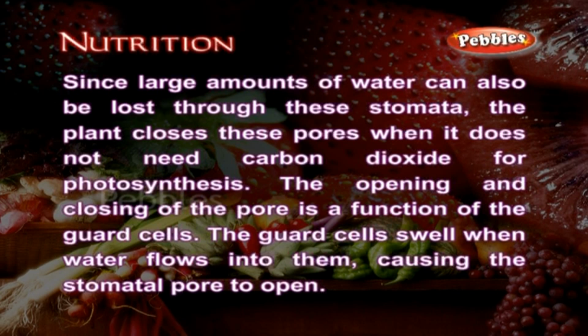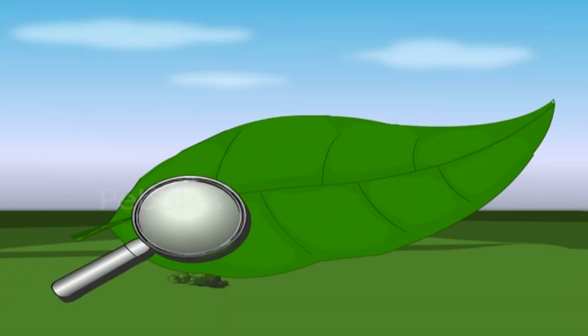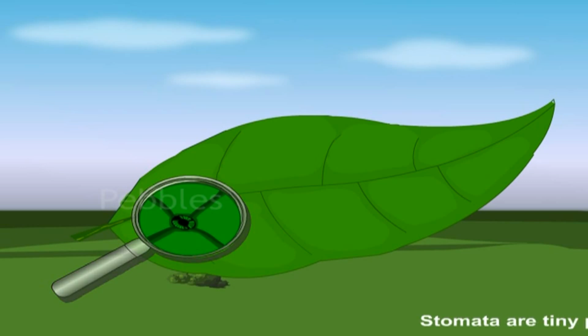The opening and closing of the pore is a function of the guard cells. The guard cells swell when water flows into them, causing the stomatal pore to open. Now, let us study how the plant obtains carbon dioxide.